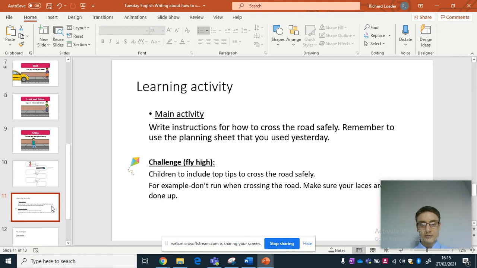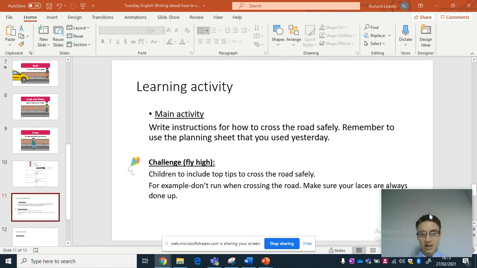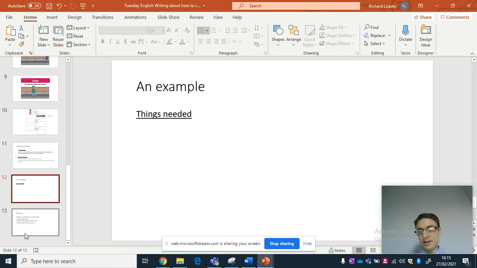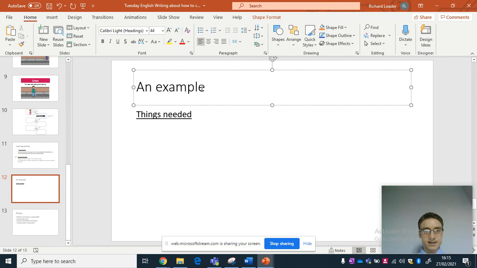For example, don't run when crossing the road. Make sure your laces are always done up. That's a good tip. So here's an example. Now, I did do a things needed because when we've been writing instructions, we have come up with things that we need. Now, there isn't actually anything physically that we need, but I was going to be a bit creative.